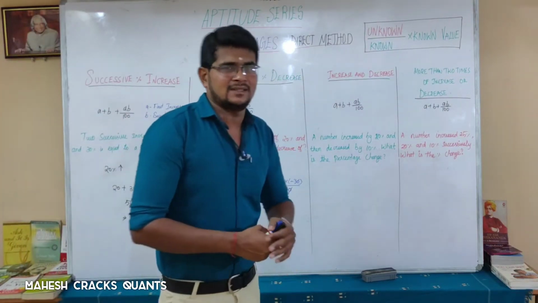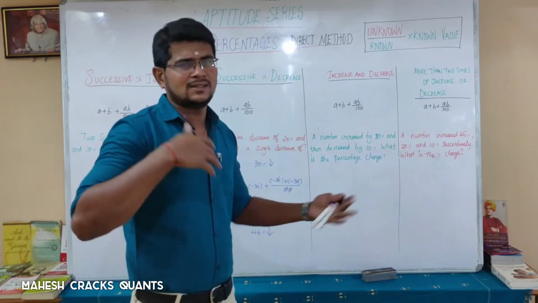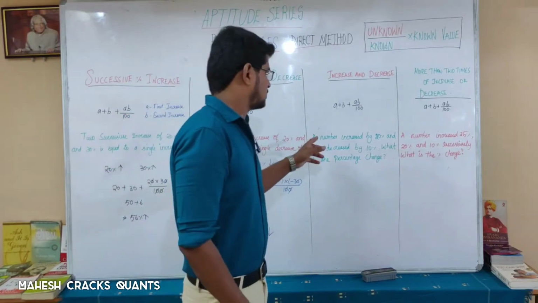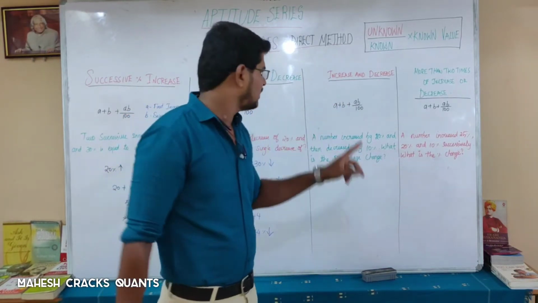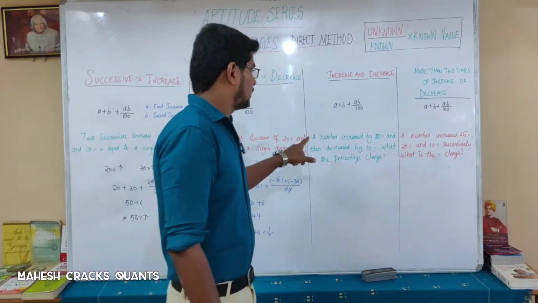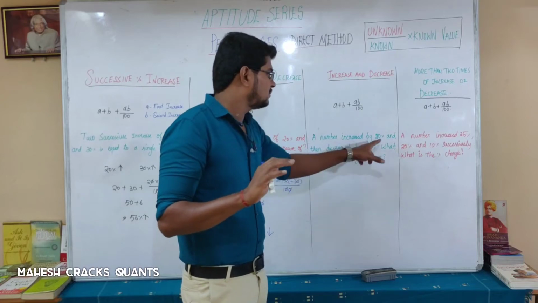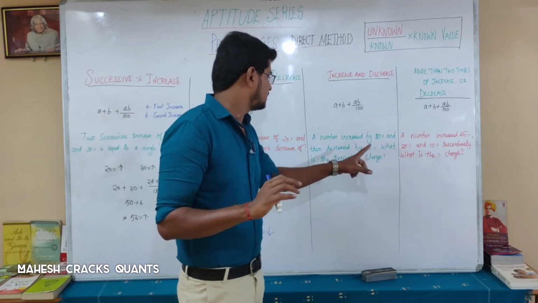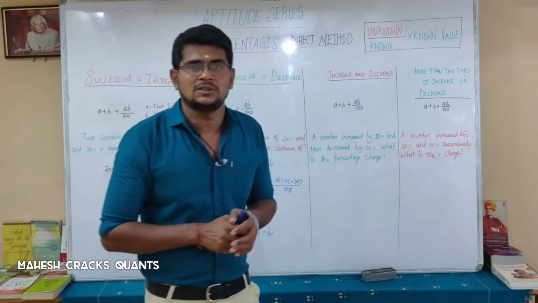Next, increase and decrease, even increase and decrease in the same problem. So listen to the question. Again the same formula: A plus B plus AB by 100. A number increased by 20% and then decreased by 10%. What is the percentage change?